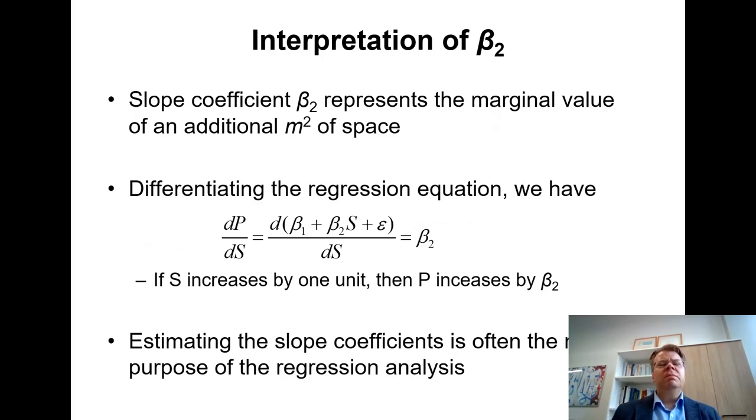The more interesting for our purposes is typically the slope coefficient, which is indicated by beta 2. That has the interpretation of the marginal value of an additional square meter of space in the present context. So typically in econometrics, we are particularly interested in this marginal effect. What is the marginal effect of X on the dependent variable Y? We can see it if we differentiate the regression equation: how much the price increases if the size increases by 1 unit. So this beta 2 gives directly the marginal cost of one additional square meter.